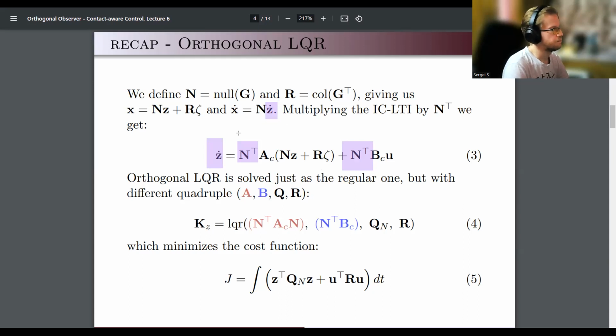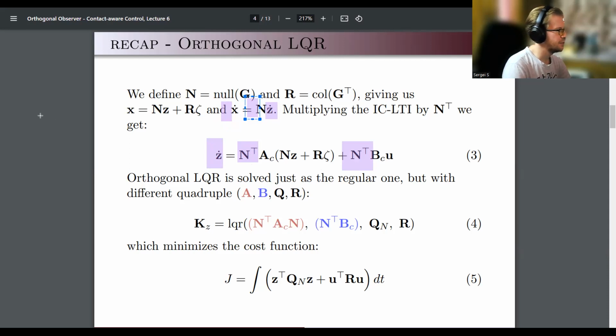Okay. That's what we get, z dot. You can even reason it from this equation. If you multiply this equation by n transpose, here will be identity because n is orthonormal. You would get this z dot. There are many ways to prove this.